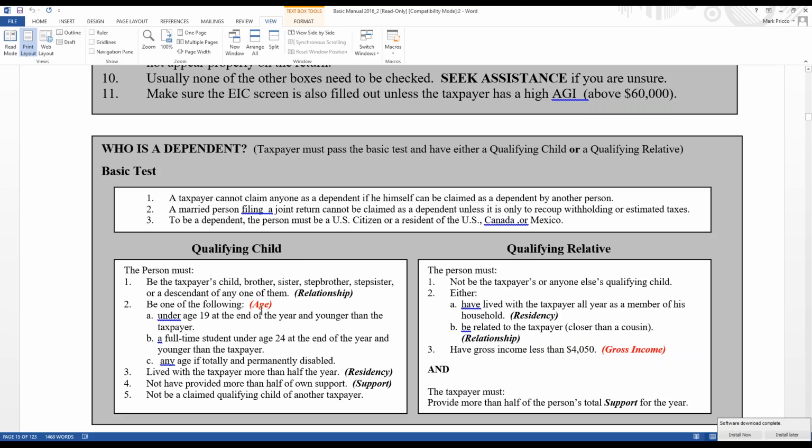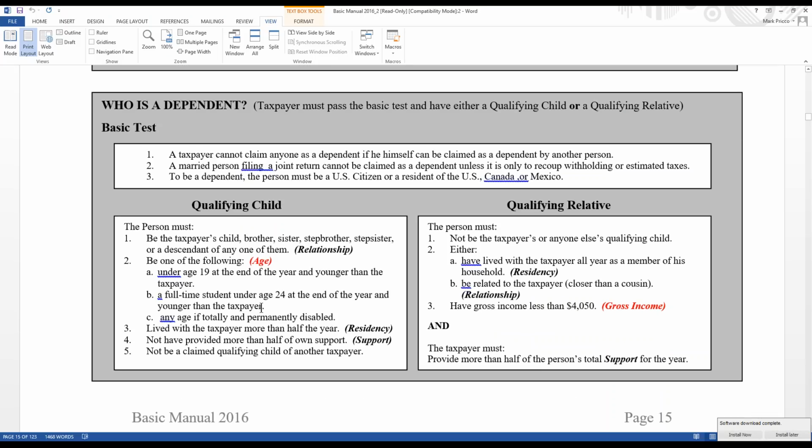So here's the definition. There are basically 5 tests, but kind of 4 main ones. First, relationship. They have to be related to you. So it can be your child, your brother, your sister, stepsister. It can be a niece or nephew. It cannot be a cousin. It stops at cousin. So that's the relationship rule.